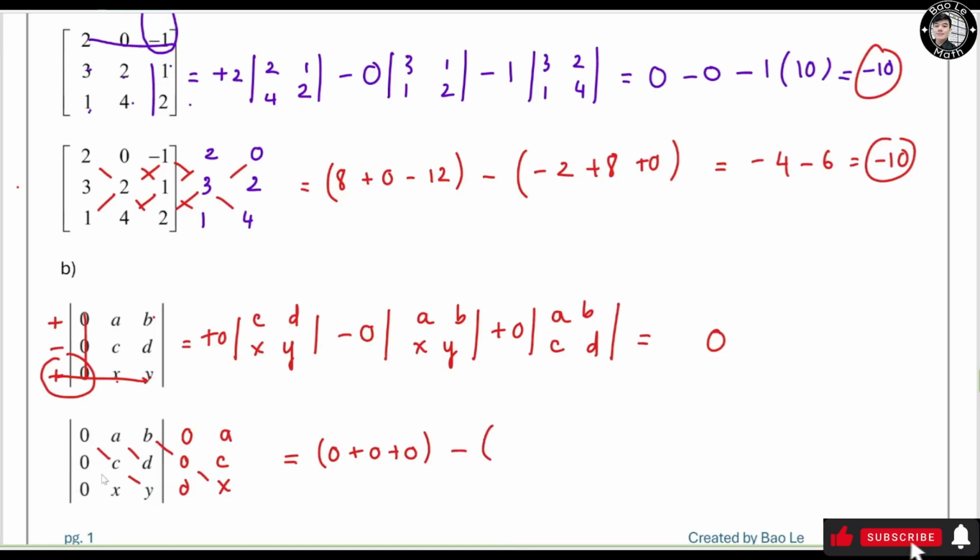Bottom left to top right, 0 times C times B, 0. S times D times 0, plus 0. And Y times 0 times H, plus 0. The answer is still 0, right?